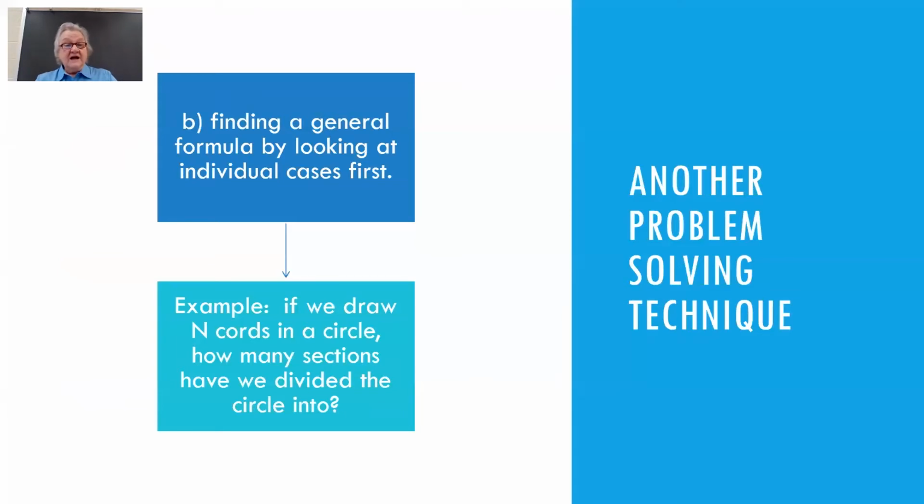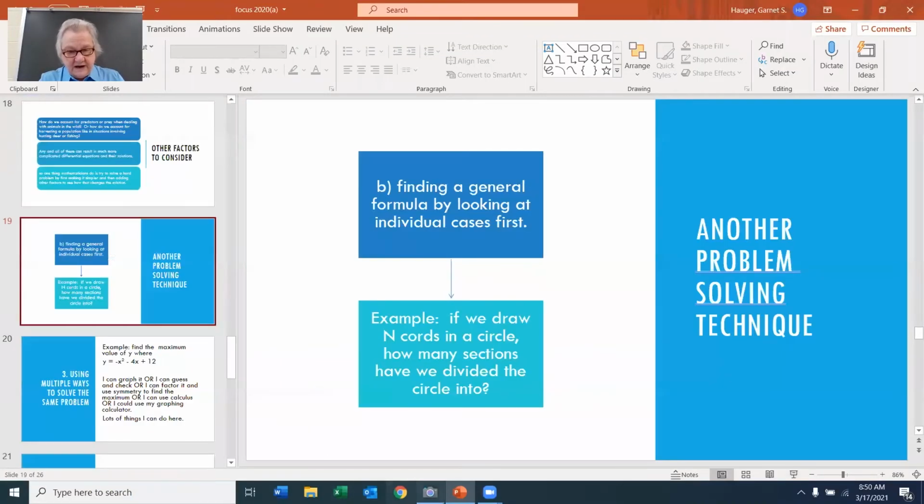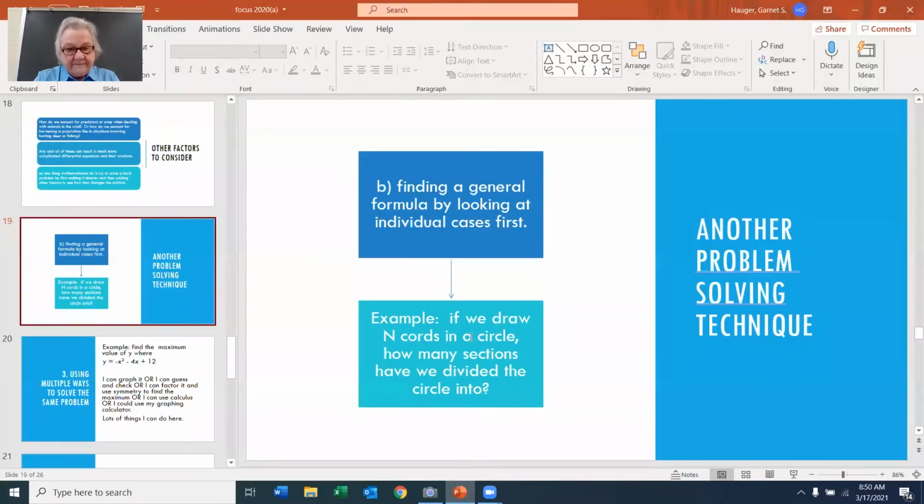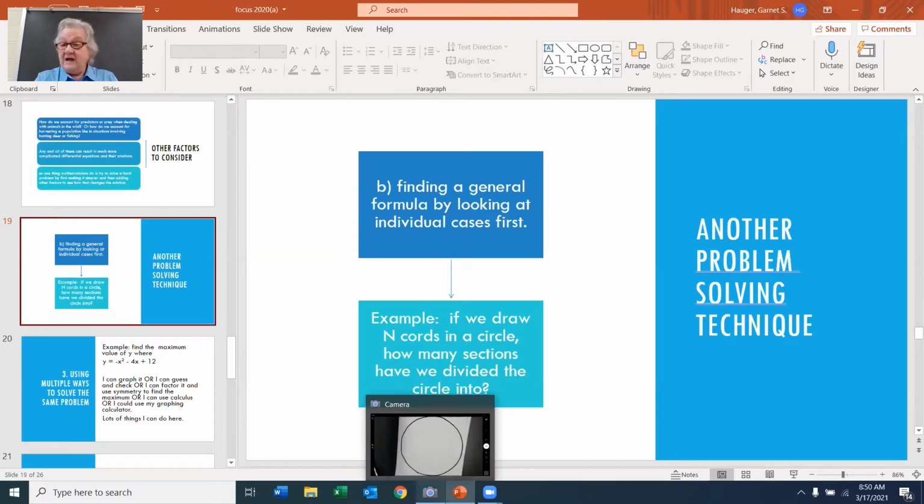Okay, how about another problem solving technique? Well, finding a general formula by looking at individual cases first. Okay, so I want to go to my camera here. There we go. Oh, I guess I should go back to what the PowerPoint slide said. I kind of took us off here. Okay, if we draw a number of chords in a circle, how many sections have we divided the circle into? There's the problem. You can see this problem in elementary math books, high school books, college books, graduate studies, because this is a really interesting problem.